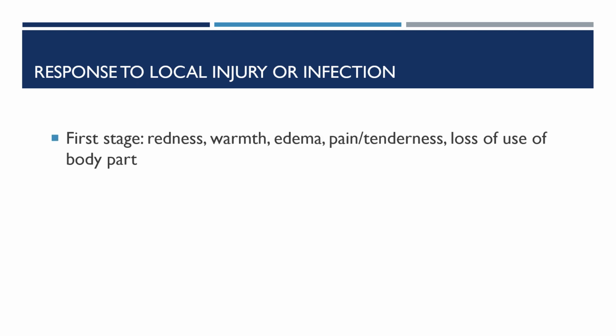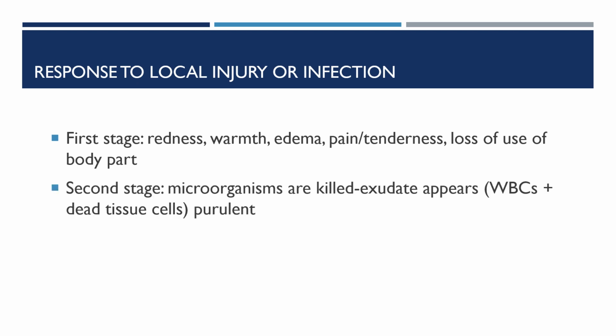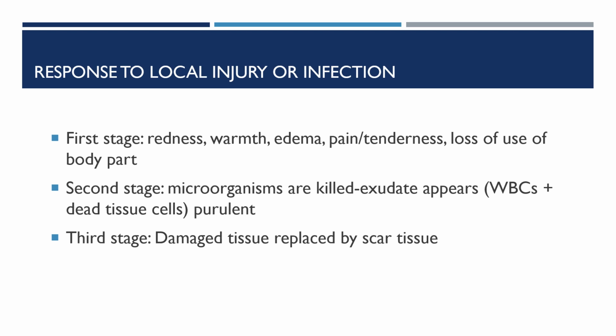So, response to local injury or infection. What is the normal response? The first stage is going to have erythema, the redness, warmth, edema, pain and tenderness, possibly the loss of use of that body part. Second stage, the microorganisms are killed. Exudate appears. We're going to talk a little bit more about exudate in class, but in the meantime, I would look this up. You might see dead tissue cells. It may have white blood cells, that purulent drainage. So exudate is drainage from that site. Third stage, the damaged tissue is replaced by scar tissue.